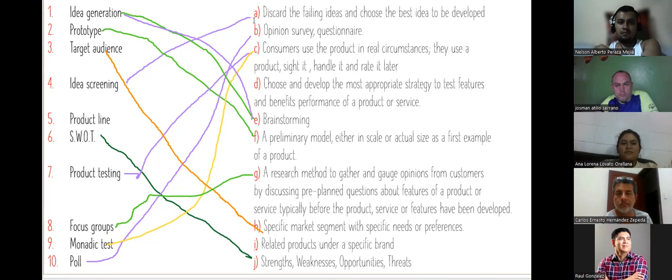Okay. Idea screening: discard the failing ideas and choose the best idea to be developed. Product line: related products under a specific brand. SWOT: strengths, weaknesses, opportunities, threats.